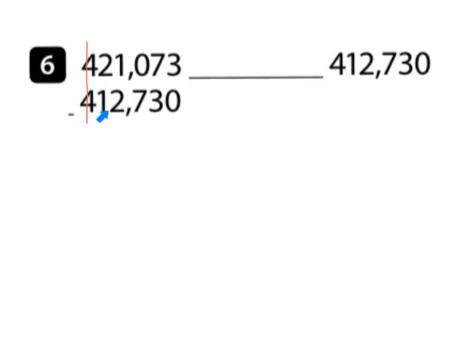You can see these are different, and the 2 is larger than the 1, so my 2 is the greater number. So 421,073 is greater than 412,730 because the 2 in the 10,000s place is greater than the 1 in the 10,000s place.